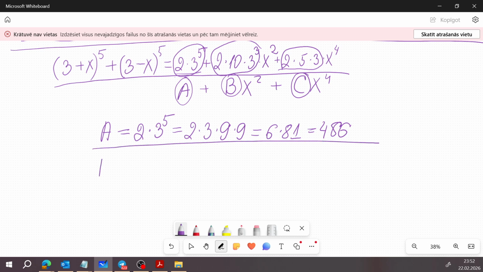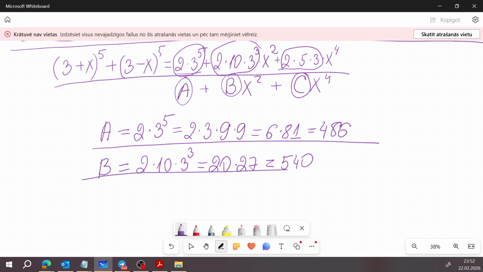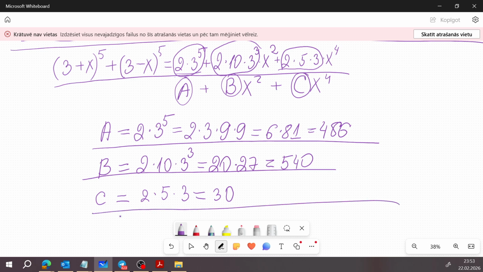The next thing is b. If we take b, it is 2 times 10 times 3 to the power of 3, so it will be 20 times 27. If we find it quickly, it will be 540. So this is b. And now we have only part c left. It will be 2 times 5 times 3, and this is very simple. It is just 30. And we are done. So a, b, c are found. The task is solved.